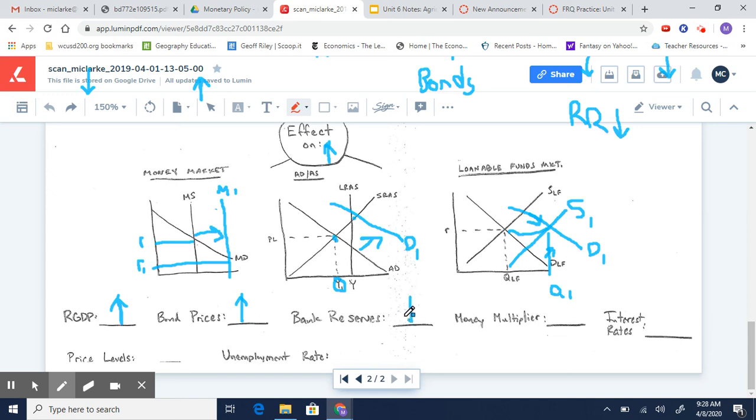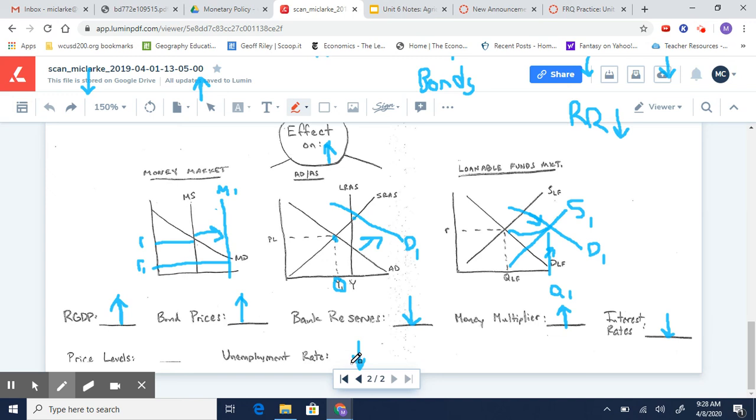Bank reserves would decrease because now banks are loaning more money out, so they have less in their reserves. But that's okay, because if they're out of money, they could always borrow it from the Fed. It's cheaper because of the decrease in the discount rate, or they could borrow from other banks. With the decrease in the reserve requirement, the money multiplier is going to increase. Interest rates, just look at this money market graph right here. Interest rates will fall. Unemployment rates will fall.